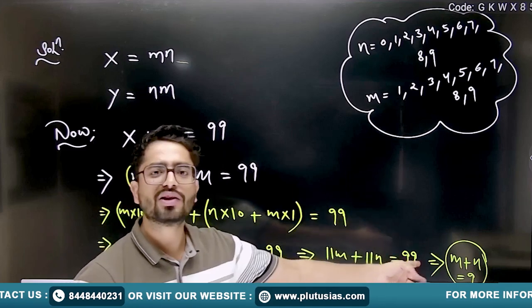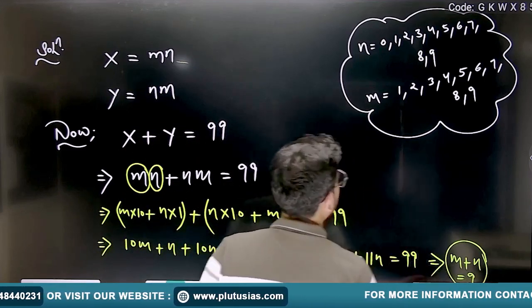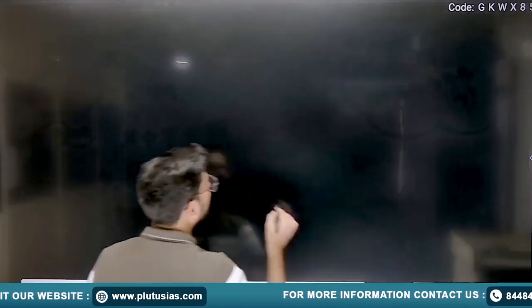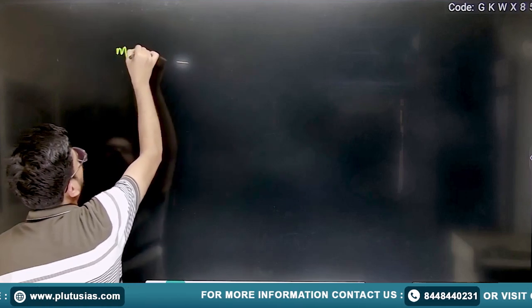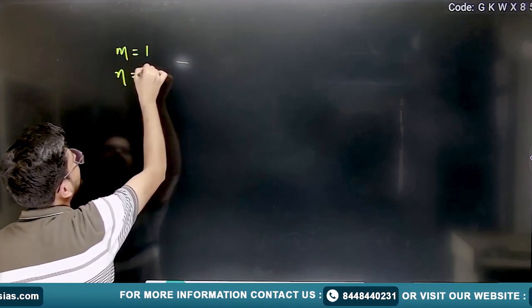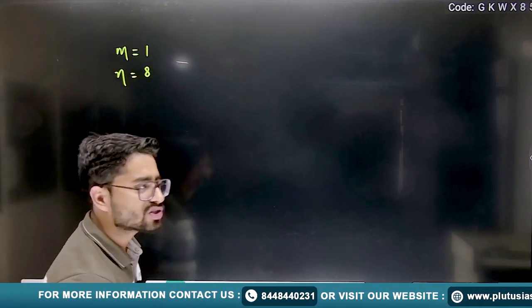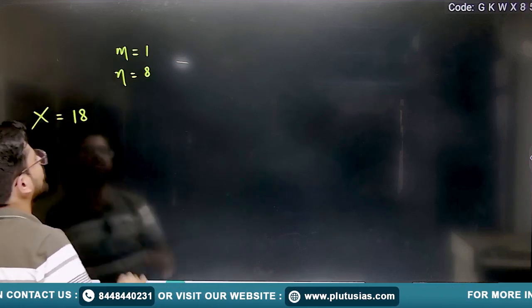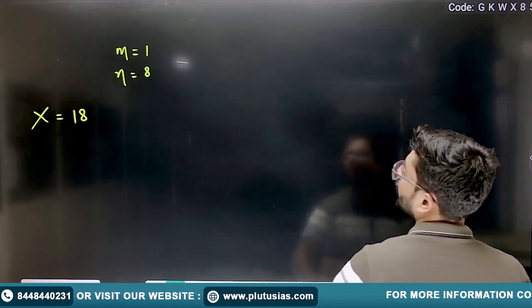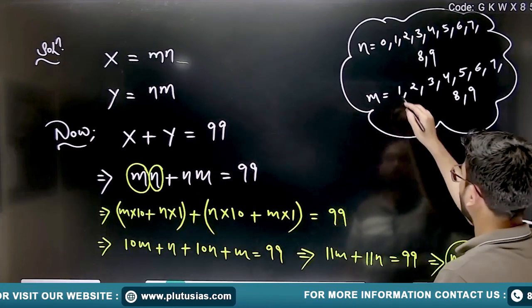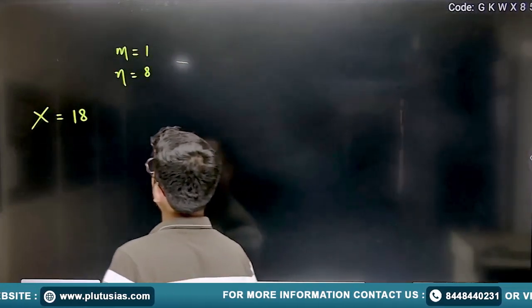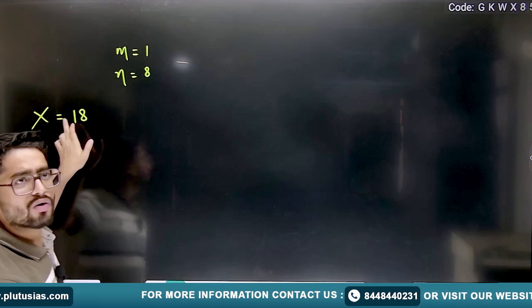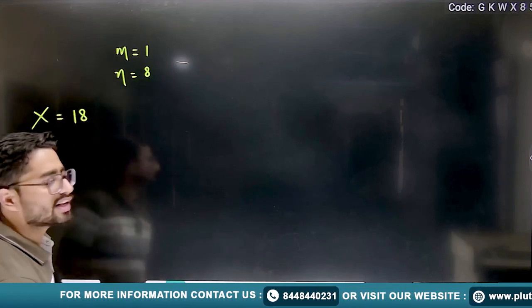Ab possible values kya kya ho sakti hai M ki? M kya le sakte hain? M is 1. So, N ki value kya ho jayegi? N ki value 8 ho jayegi. तो पॉसिबल नंबर्स क्या होंगे? 1, 8. x की पॉसिबल वैल्यूज क्या होगी? x कौन था मेरा? x था MN, ठीक है? और M क्या क्या वैल्यू ले सकता है? 1 to 9. सो x क्या होगा? 1, 8 होगा, मींस x इज 18.